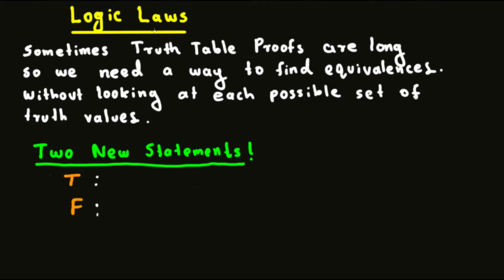Now here we are going to see all the laws, and first we are going to see these two new statements. Here this is true. We already know this, true and false. True can be said as always 1, and false means always 0. True can also be written with this symbol like this, and false can be written as the opposite direction of true, like this. Okay, now let's go ahead and see some laws.